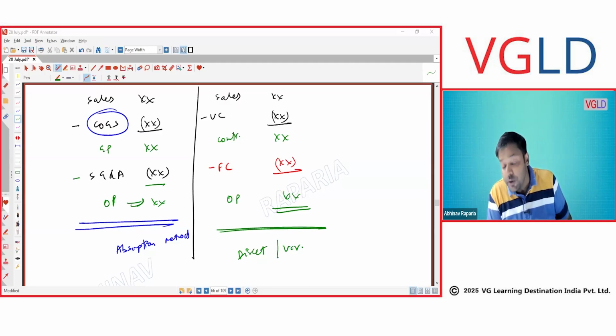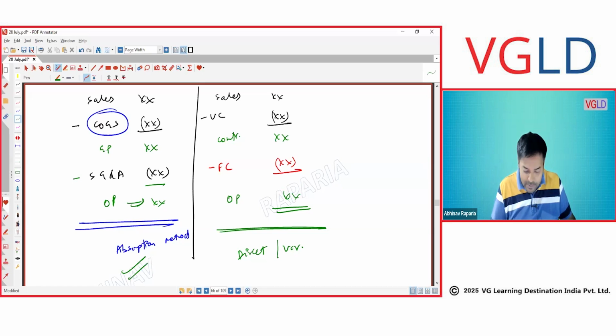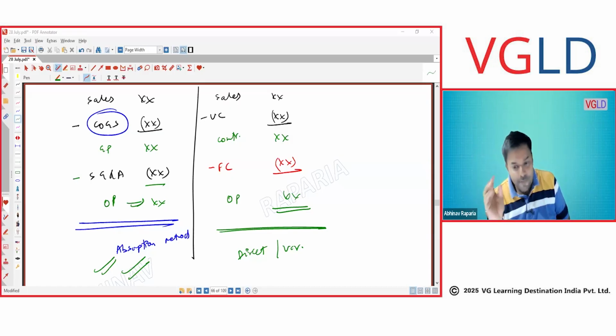Point is, for US GAAP, we follow the absorption method. For IRC, for tax purposes, we are following the absorption method. That means for external reporting, we follow the absorption method. Direct method, variable method, we follow only for our internal purposes, not for external purposes. US GAAP and IRC say follow the absorption method. That's why I just want to cover this, guys. I'm just writing a note on this.